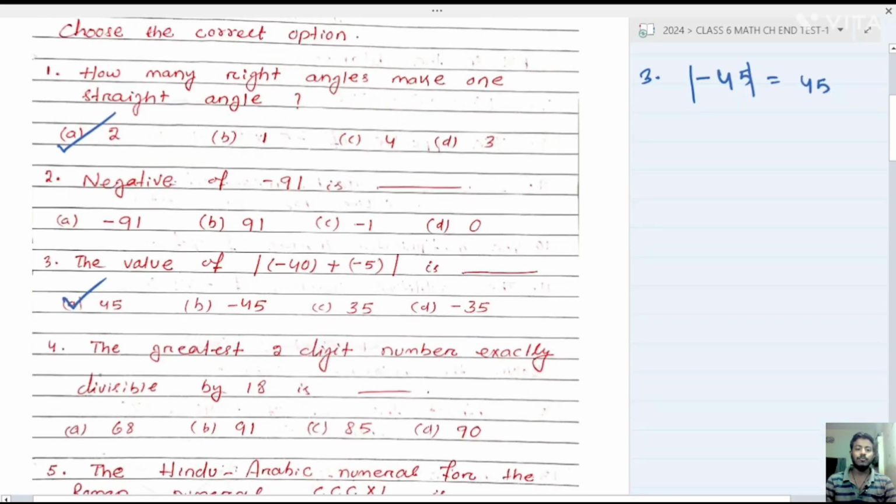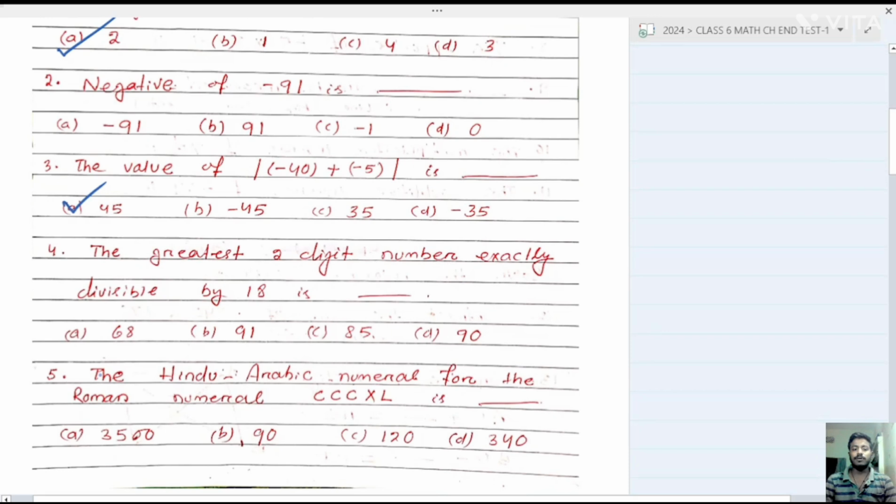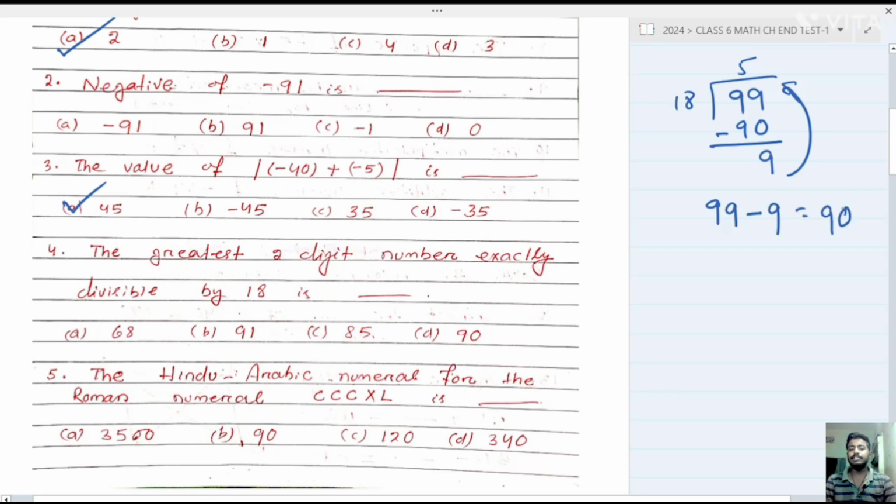Now next, question number 4. The greatest 2-digit number exactly divisible by 18. Okay, we know that the greatest 2-digit number is 99, yes or no? And exactly divisible by 18 means we can divide by 18. So 18 fives are 90, so subtracting, the remainder is 9. We know that this is the subtraction case. In the subtraction case, we can directly subtract the remainder from the dividend. That is 99 minus 9 is equal to 90. So option D is the correct answer.